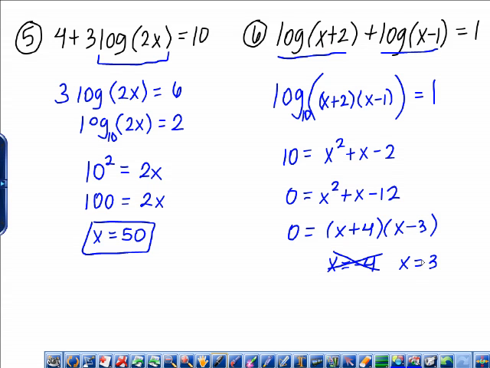You really do need to plug it back in. Okay, what about 3? Just because 3 is positive doesn't mean it's good. You'd have to check it. Okay, it does end up being good here though, because 3 minus 1 is a positive number.